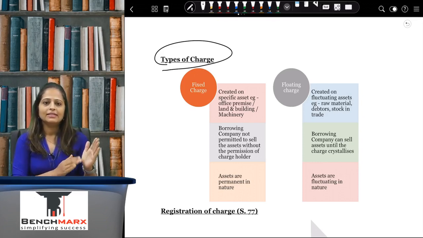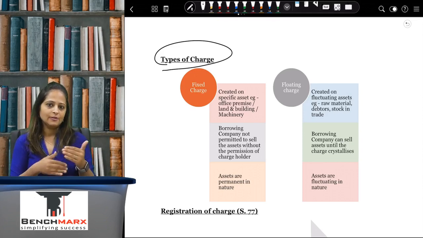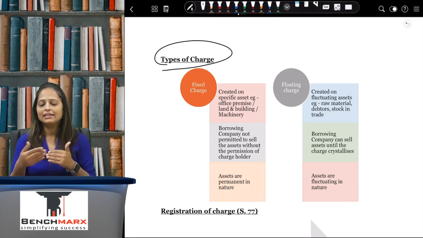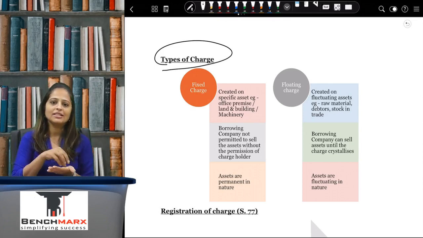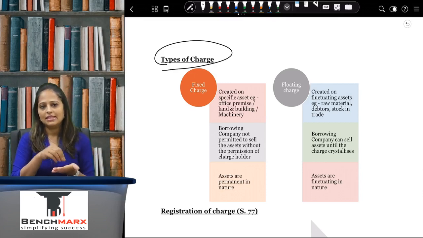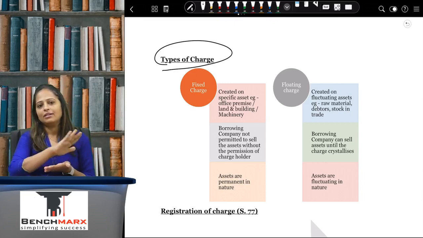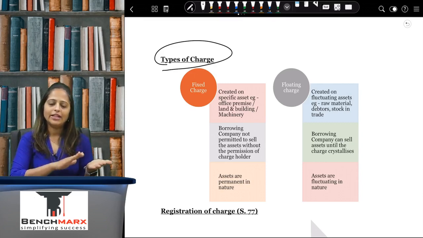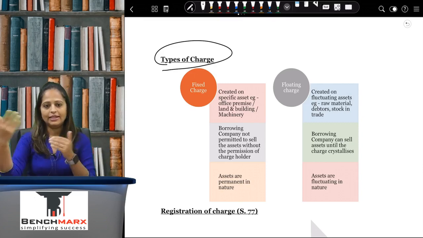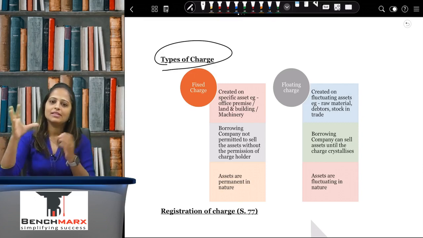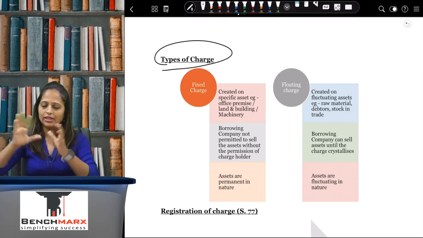So in this case, it's a floating charge, so the company can sell the asset till the time the charge is crystallized. Once the charge is crystallized, after that the company cannot sell the asset. After that, the company will have to sell the asset and give the money to the charge holder, or give the asset itself to the charge holder and the charge holder can sell it.